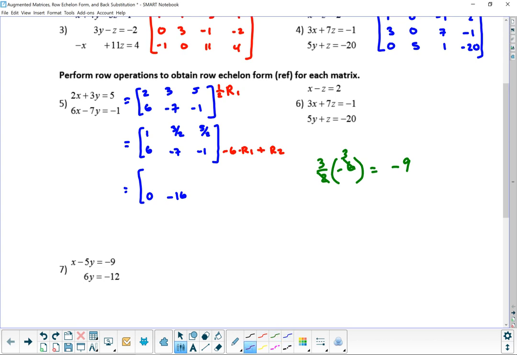The other one, 5/2 times -6. The 2 and the -6 cancel to make 3. 5 times 3 is 15, so it's -15. -15 and -1 is -16. Interesting. See how that works, even though it's a fraction? We get 1, 3/2, 5/2.